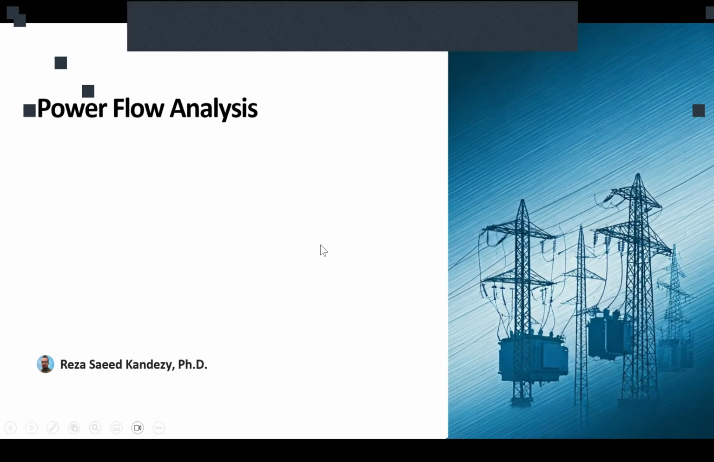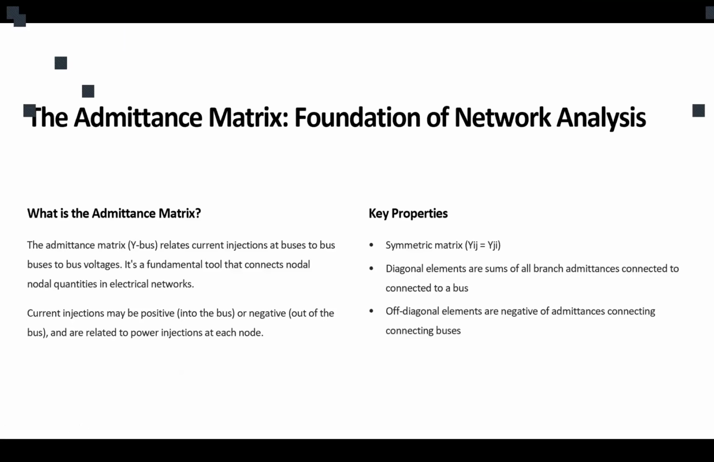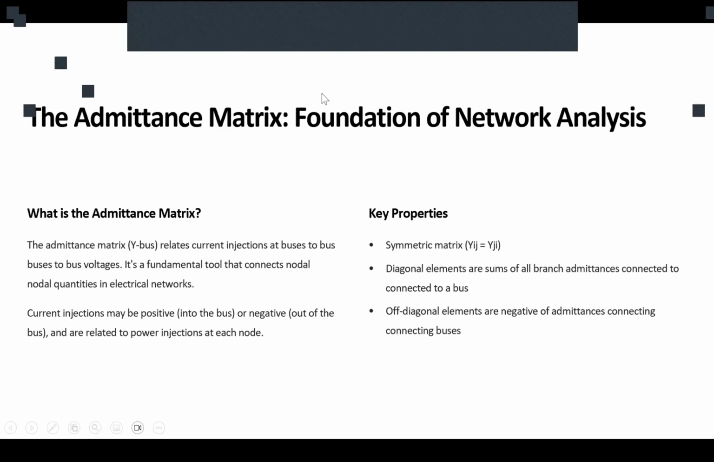Work with me, please. Did any of you already hear or think about power flow analysis for the power system? I assume you did. How about you guys? No? Okay.